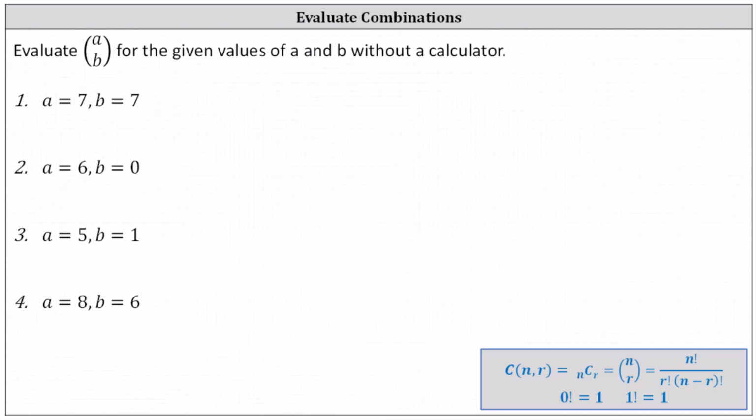Evaluate A choose B for the given values of A and B without a calculator. Number 1, we have A equals 7 and B equals 7. There are 3 common ways to write a combination. We can write 7 choose 7 in either of these 3 common ways.